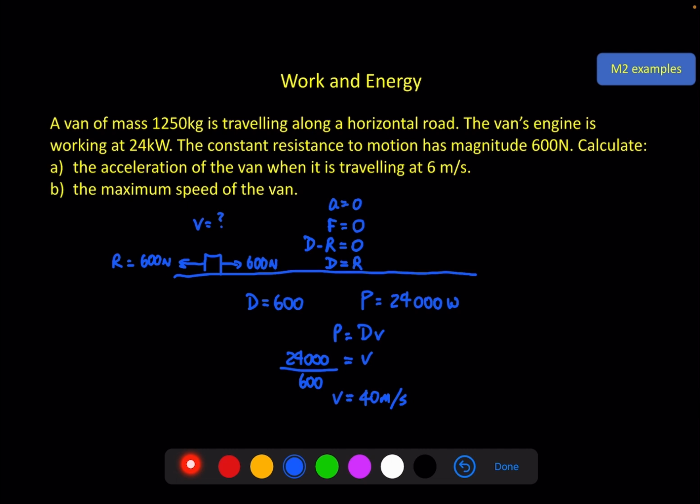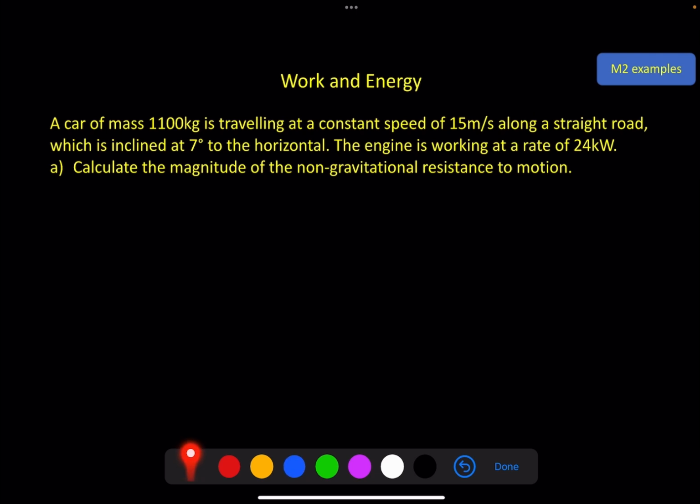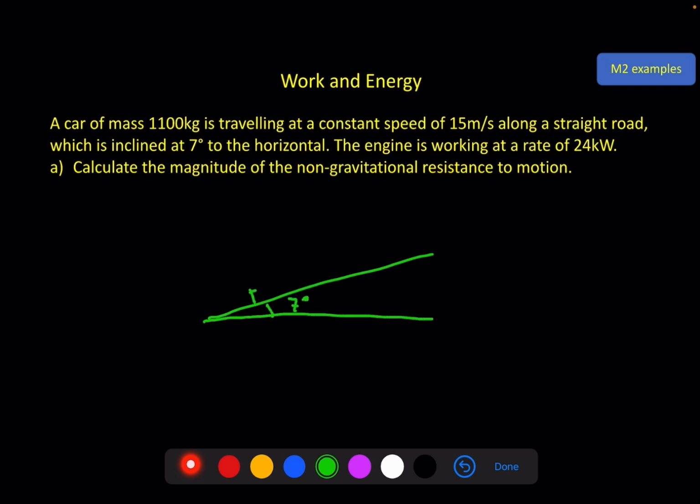Third example. A car of mass 1,100 kilograms is traveling at a constant speed of 15 meters a second along a straight road, which is inclined at 7 degrees to the horizontal. Here we go, a very box-like car. The engine is working at a rate of 24 kilowatts. That's strange that that's exactly the same as the previous one, but never mind. 24,000 watts for the engine of the car. It's moving this way. Part A, calculate the magnitude of the non-gravitational resistance to motion.